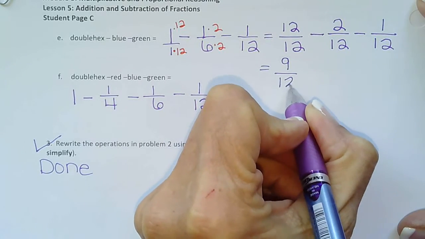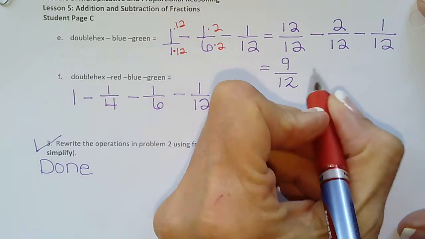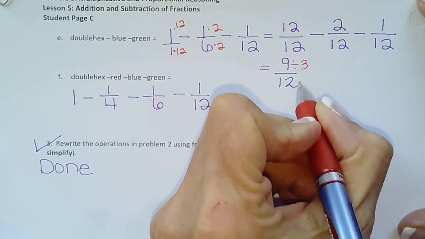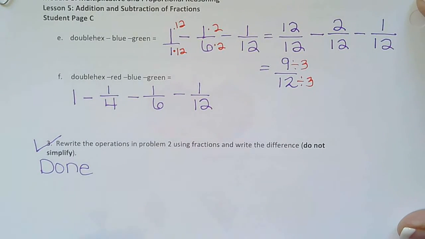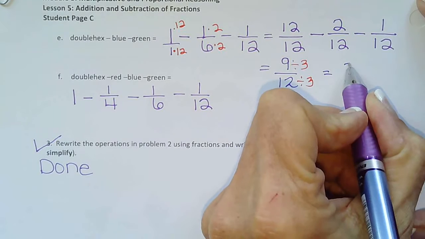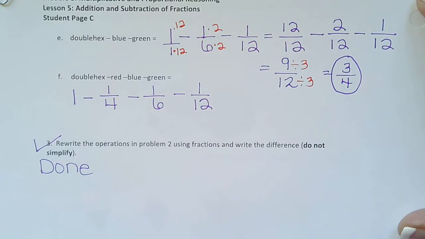So can that be simplified? 2 doesn't go into both of them. The next number we try is 3, and 3 works. Yay! So our final answer when we simplify both of those by dividing by 3 is 3/4. And now we know it's simplified because nothing goes into both 3 and 4 except 1.